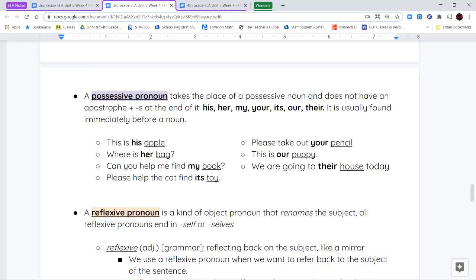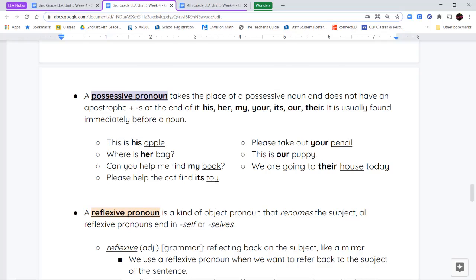So you can see that our pronoun is written in bold, right? It's written a lot darker and thicker. And then our noun is underlined. So you see how our noun is right after the possessive pronoun. It's telling me what that possessive pronoun owns. His apple, her bag, my book, its toy, your pencil, our puppy, their house.